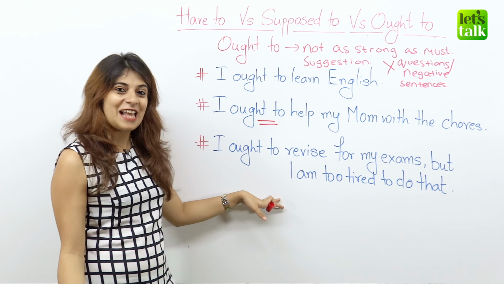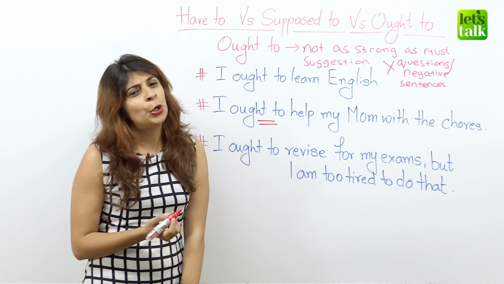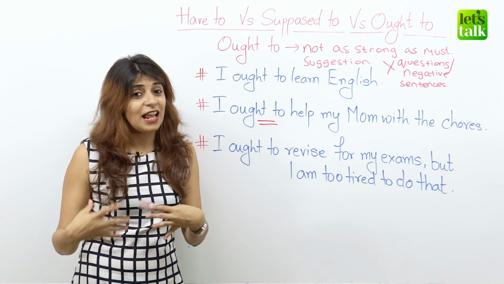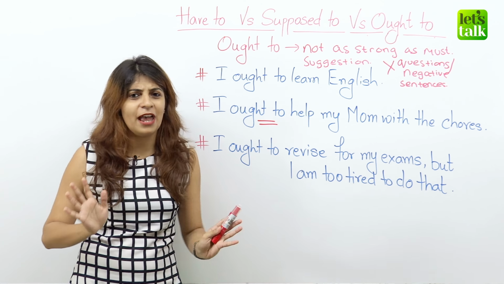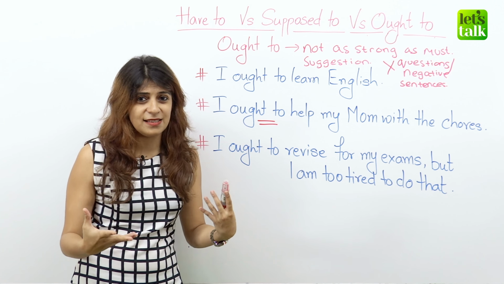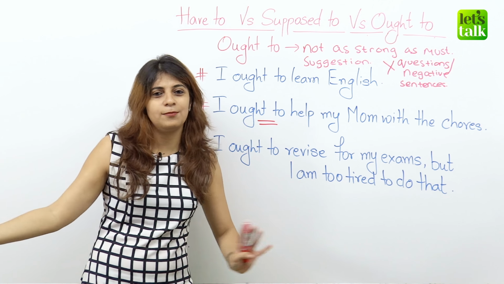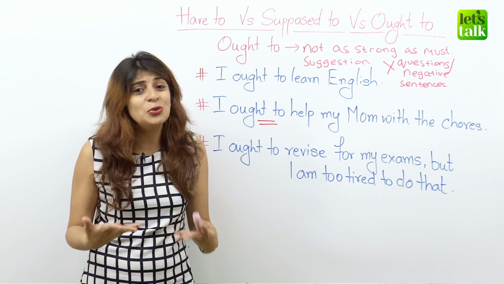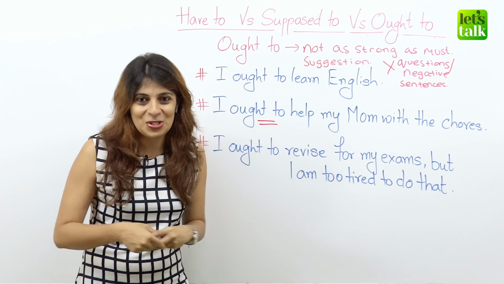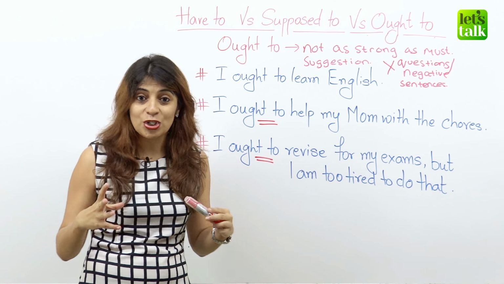Okay? And then the third example that I have for you is, I ought to revise for my exams, but I am too tired to do that. Now, probably tomorrow I have my exam and I need to revise, but I'm kind of prepared for the exam. And I'm too tired right now to go through it or revise the lessons. So it's my choice. It's okay if I don't revise it. It's okay if I just wake up tomorrow morning and do it, because I'm too tired right now and it's not a must thing, and that's why I use the expression ought to. Okay? So this is the way you will use the expression ought to in English.